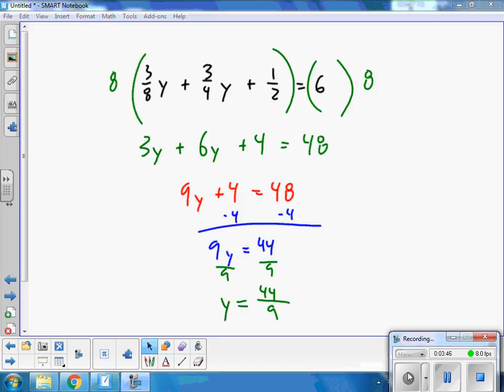All right. I looked at my denominators of 8, 4, 2, and I found my common denominator being 8, so I multiplied both sides by 8 and cleared out my fractions. Look at that, they're all gone, and I'm left with two-step equations once I combine like terms. And I end up with y equals 44 over 9, another crazy fraction.